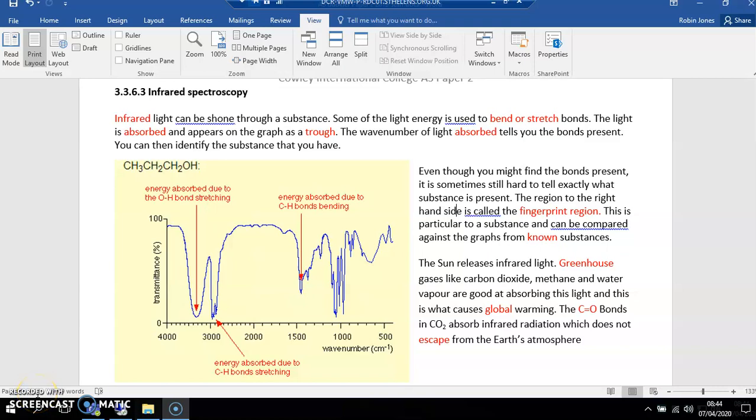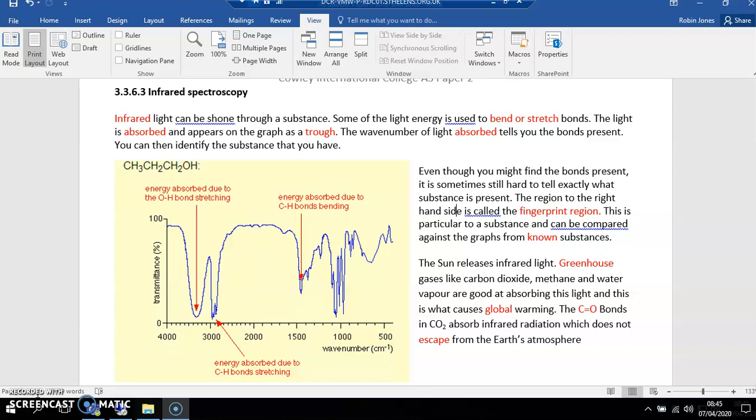Infrared spectroscopy. This is another way of determining what kind of substance you may have. You've got an unknown substance and you've got to determine what it is. Mass spectrometry can tell you the molecular formula, roughly how many carbons, hydrogens and oxygens you might have in there, and its Mr, its mass. From its mass you might be able to determine what kind of molecular formula and what kind of Mr you have. That's what mass spectrometry does.